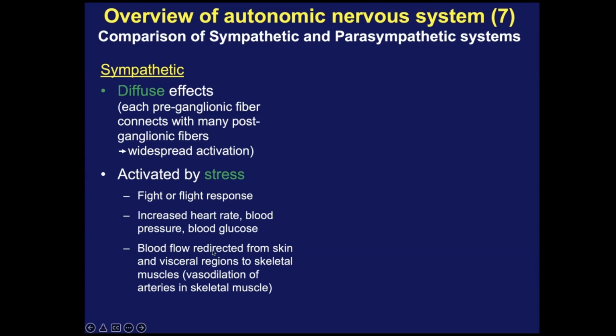The blood flow is redirected from the skin and from the visceral regions to the skeletal muscles. This is by the vasodilation of the arteries in the skeletal muscle. The purpose of this redirection of the blood is that the contraction of the skeletal muscle is the most important activity during the fight or flight response.